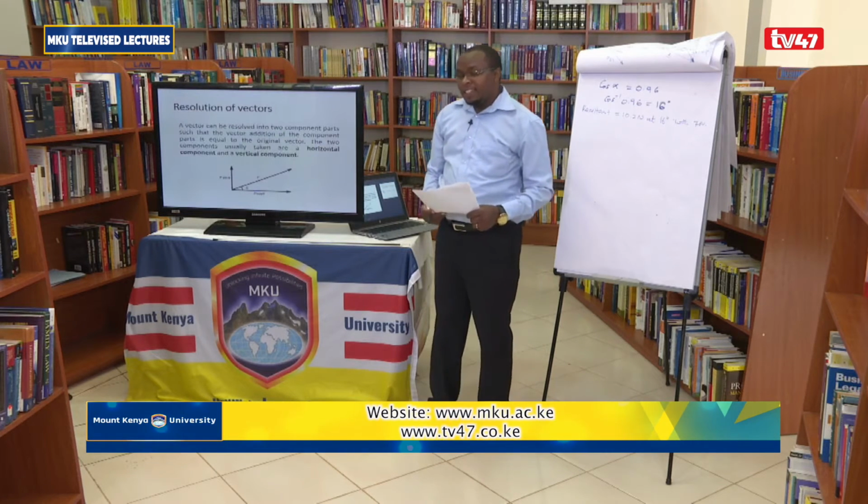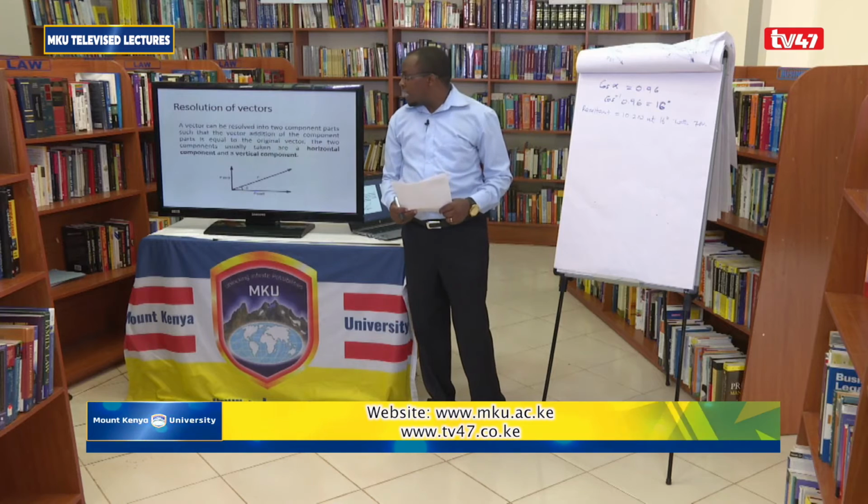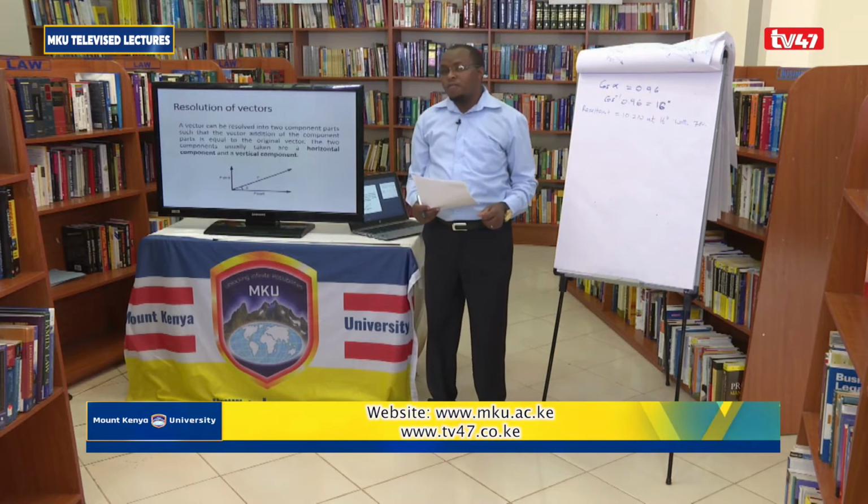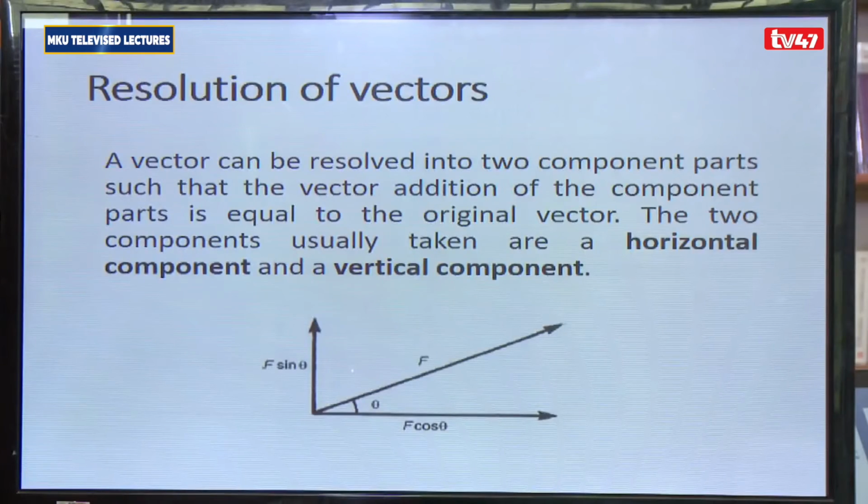Now, there is something that we call resultants or resolution of vectors. Now, resolution of vectors is like moving in the reverse of what we have got when you have two vectors and you get the resultant.